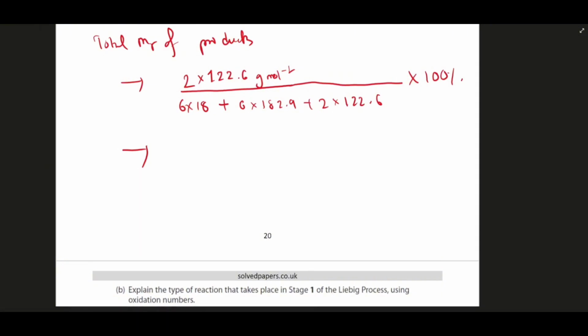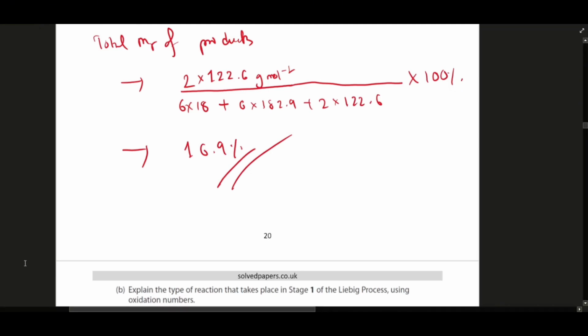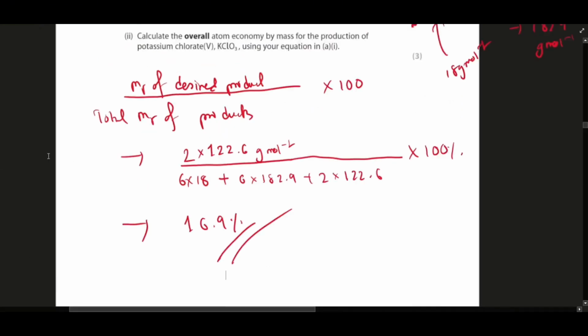Do you get 16.9? Yeah, 16.9%. I believe that should be the correct answer. Wait, let me just double check once. No, yeah, it's okay. Makes sense.